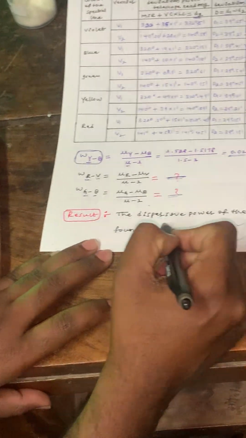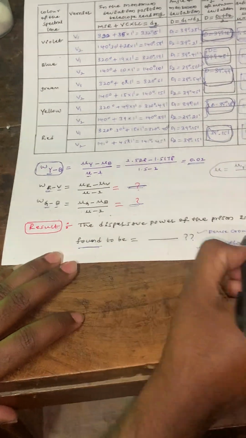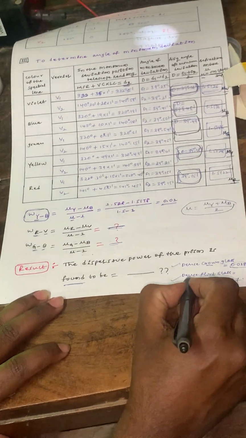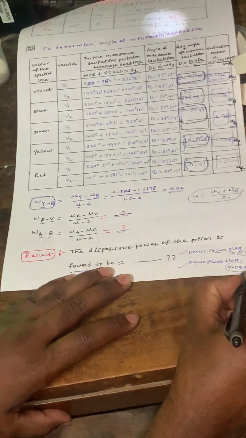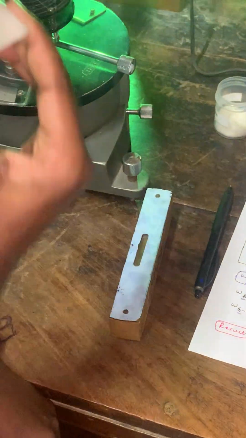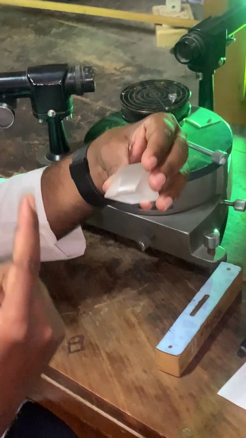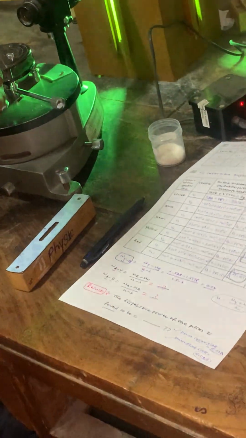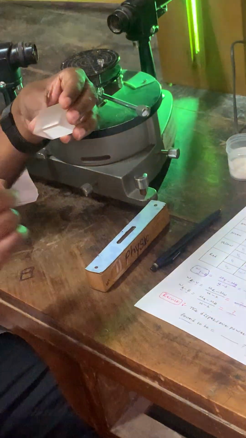Once you write in the results, the dispersive power of the prism is to be found. If it is crown glass, you are able to get the answer 0.028. If it is flint glass, you are able to get the answer 0.027, based on the prism material, based on which glass it is made of. If it is made with crown glass, you get the dispersive power of the prism 0.018. If you take flint glass, you are getting the dispersive power of the prism 0.027. Clear? Like this we have to calculate the dispersive power of the prism.